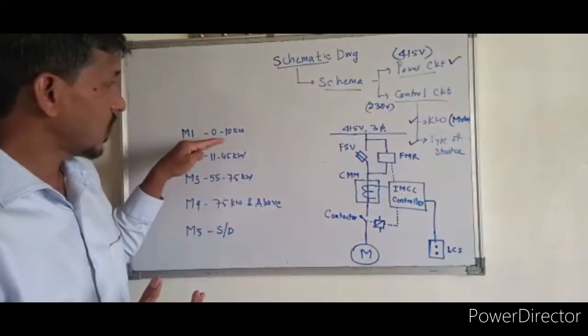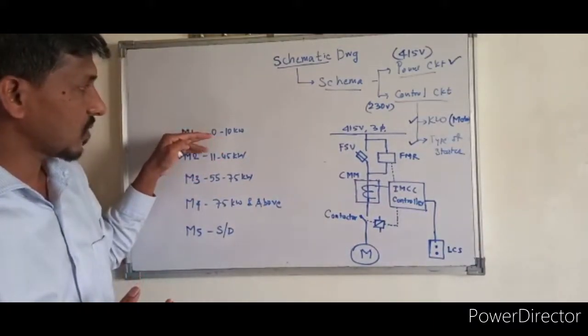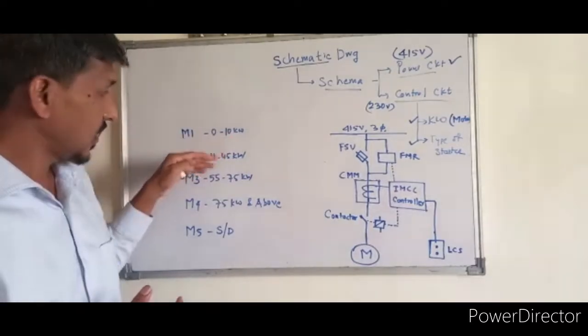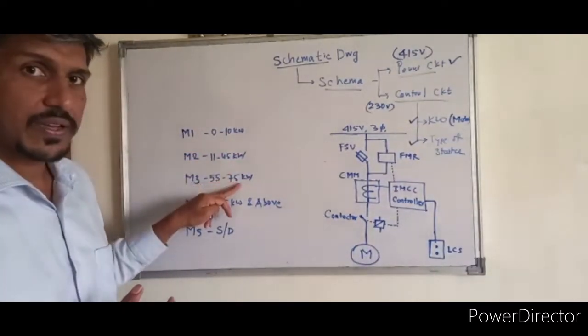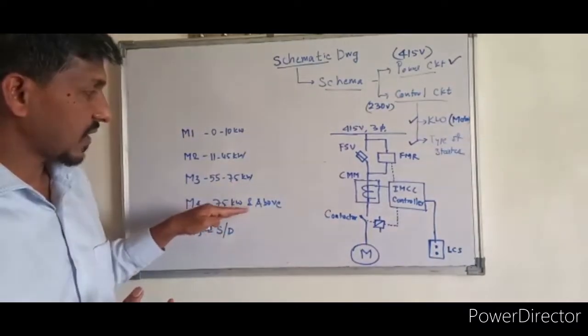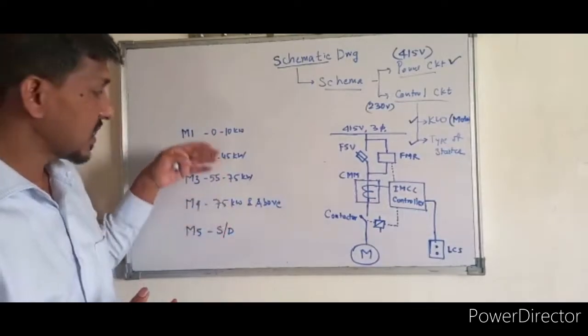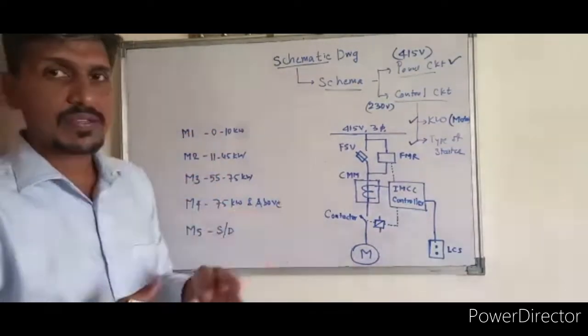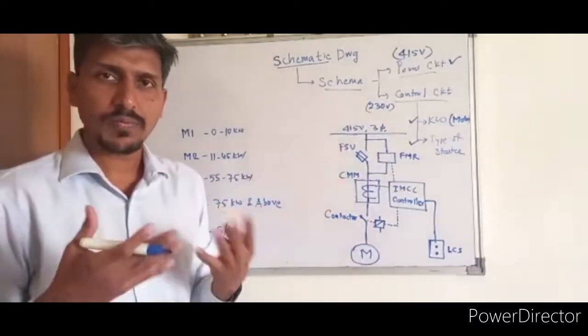And the second parameter is the rating of the motors. So the rating of the motors could be from 0 to 10 kilowatt, it could be from 11 to 45 kilowatt, then from 55 to 75 kilowatt, and then 75 kilowatt and above. So these are the different types of ratings of the motors. Based on the ratings of the motors and based on the type of the starters, we decide what kind of schematic drawing we have to prepare.